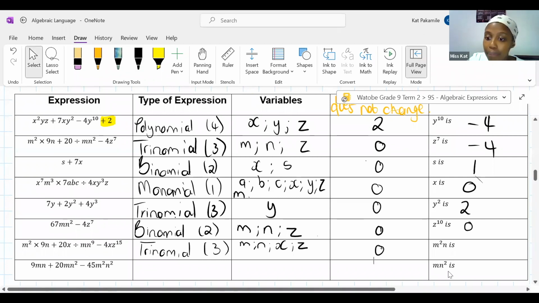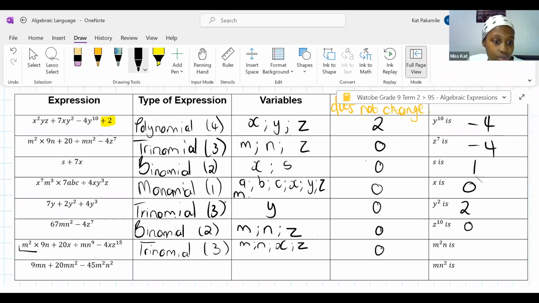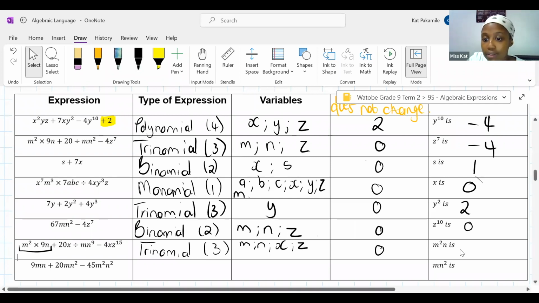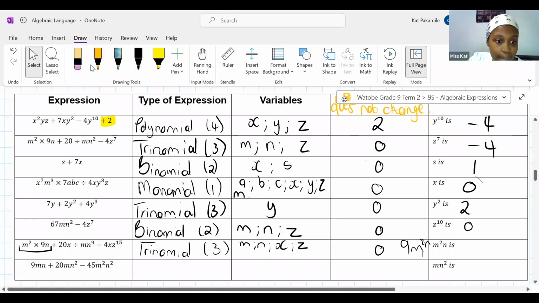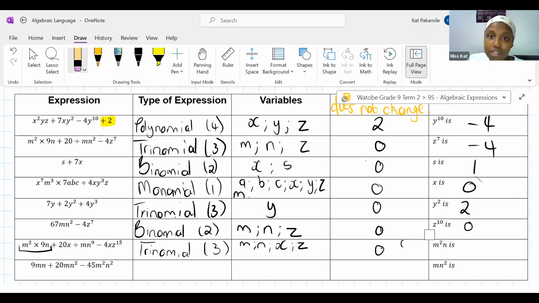Ma'am, I think it's 1. You think it's 1, ma'am. Look carefully. Remember, when we multiply these, what happens? Then you just rewrite it as 9m squared n. That was the trick. So the coefficient of m squared n is 9, ma'am. 9. Thank you very much. That was beautiful.